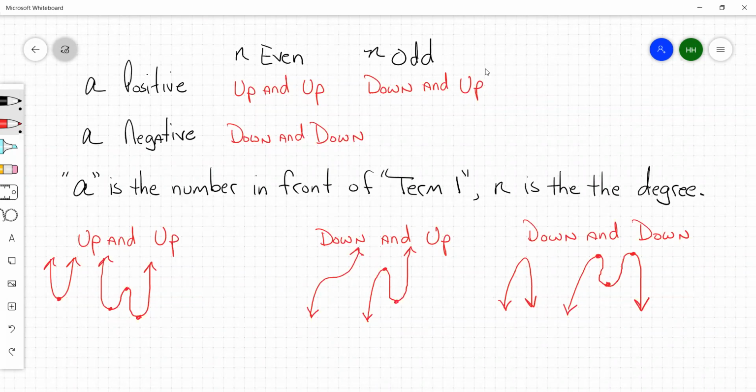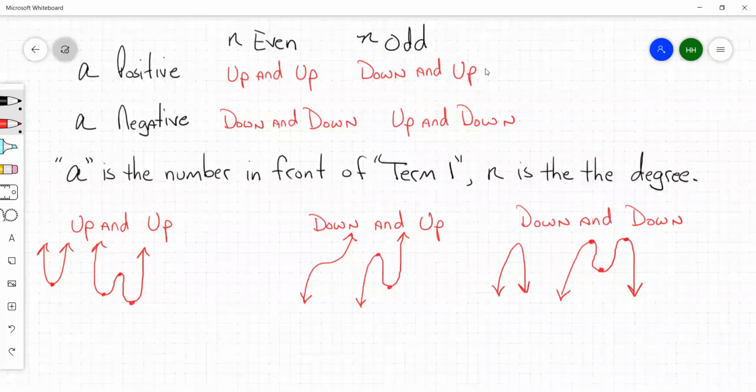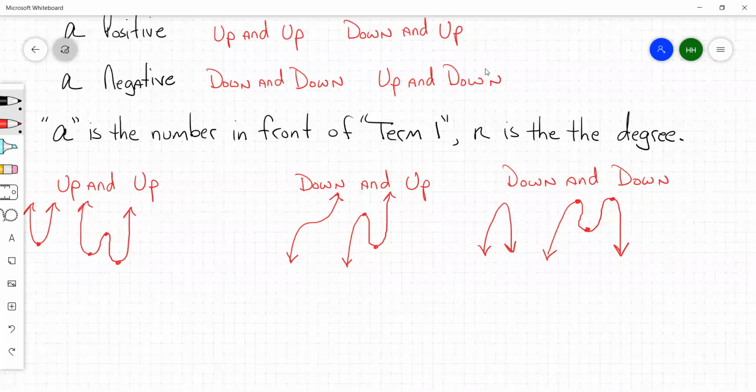And there's only one combo left, isn't there? When a is negative and the n is odd, the end behavior is up and down. Up and down. Up and down end behavior. Right here, here. Here.